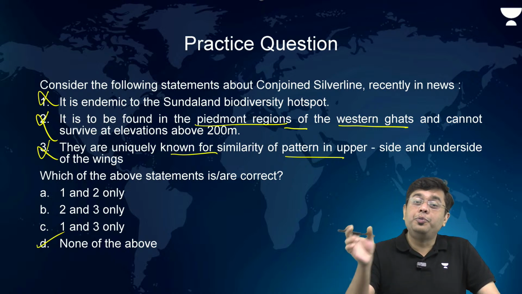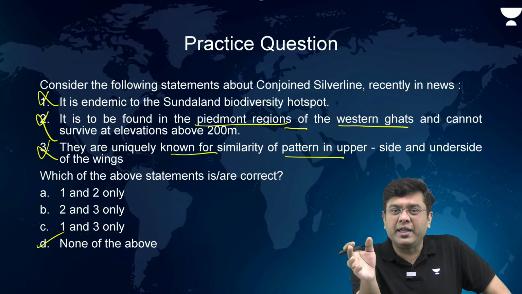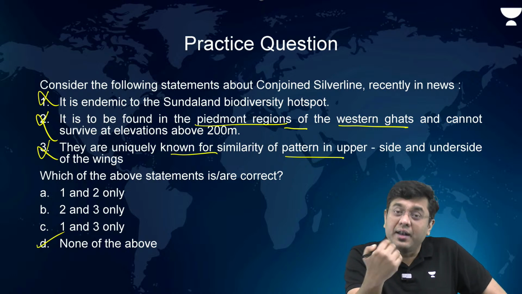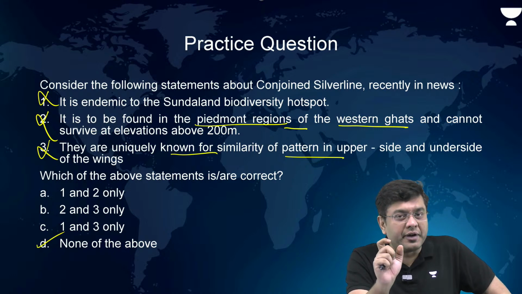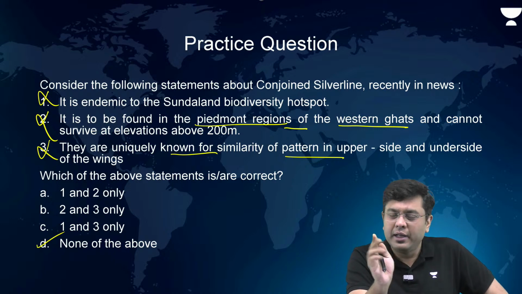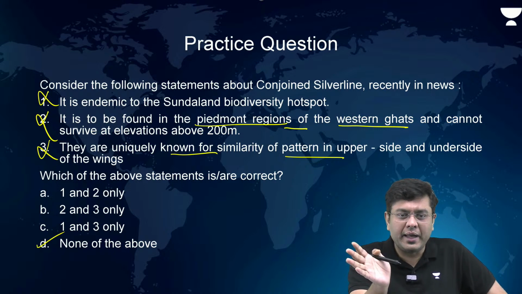Many of the times UPSC will also throw a question at you where it gives certain species names. Which kind of species is this? Is it a fish? Is it a butterfly? Is it that kind of question? So there it will only give you conjoined silverline. It will not use the terminology butterfly there. So you will have to be alert enough to tackle those kind of questions as well.